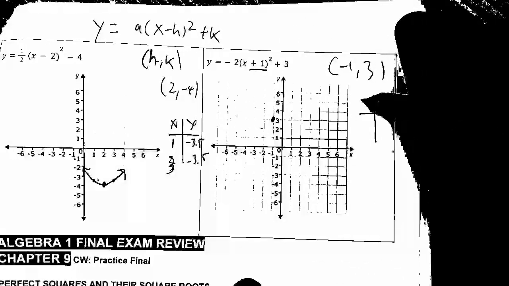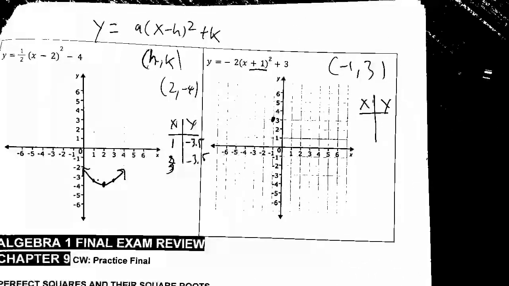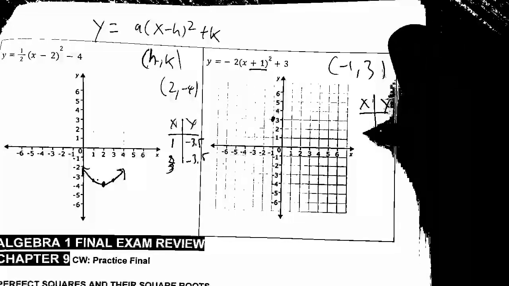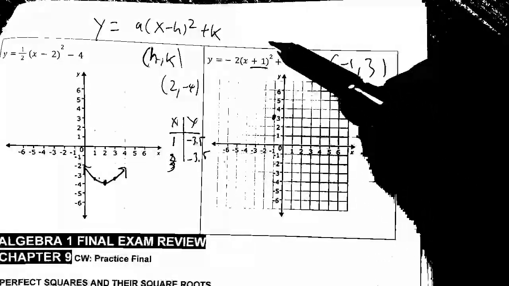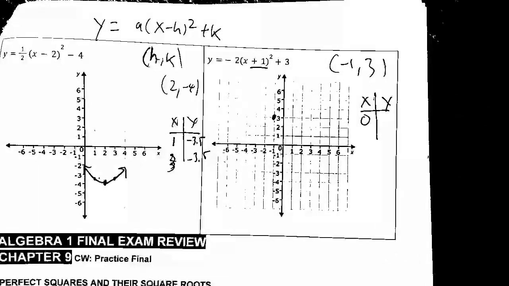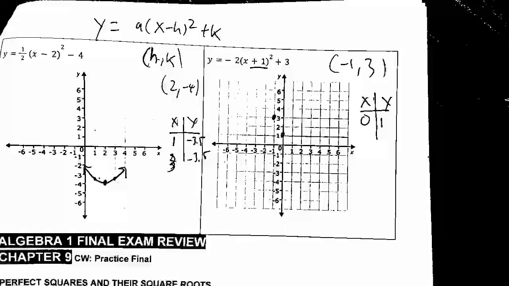-1, 3. So when I make my table, what's a number that's close to -1? What's a number that's 0? So let's plug in a 0. We plug a 0 in here. What are we going to get? We're going to get -2 plus 3. We're going to get 1. So 0, 1 is a point.